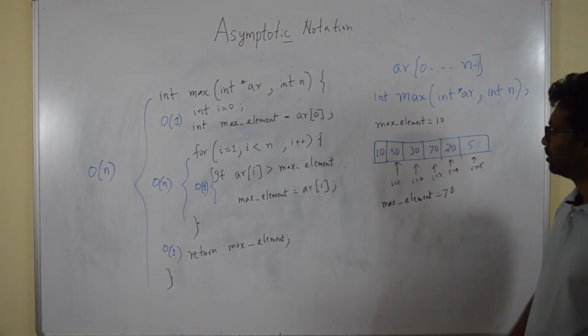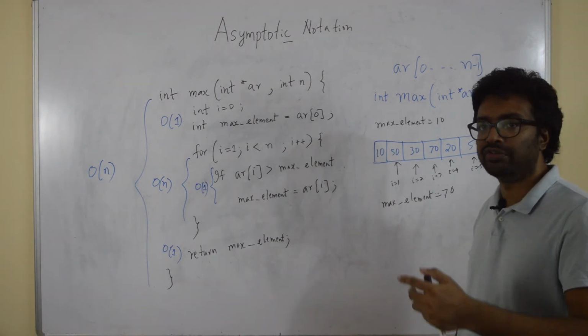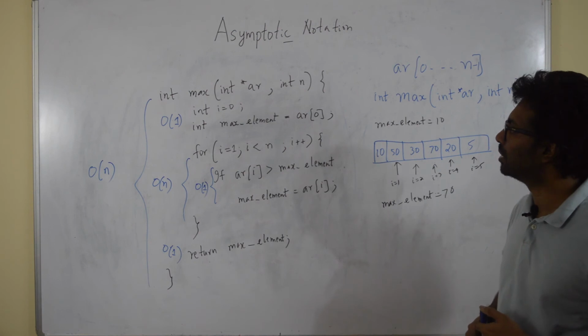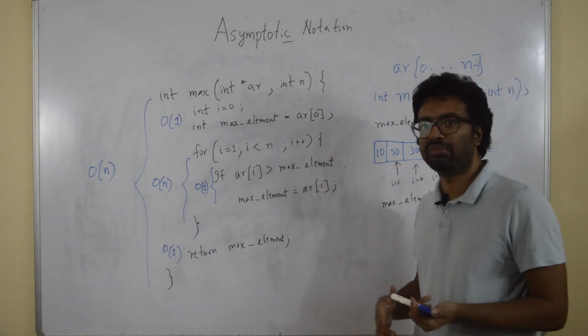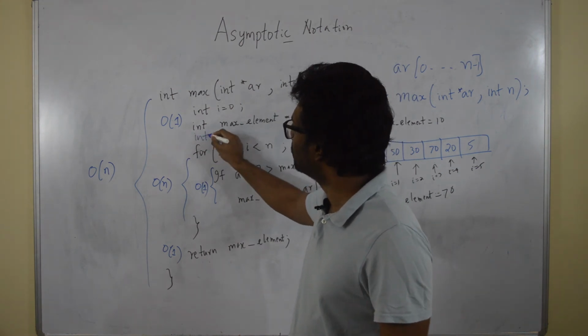So here, the two numbers will be 70 and 50, right? I want both 70 and 50, the maximum and the second maximum. So what should I do? I have to keep another variable, right? That will be my second maximum.